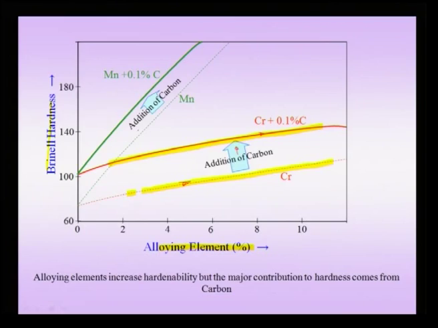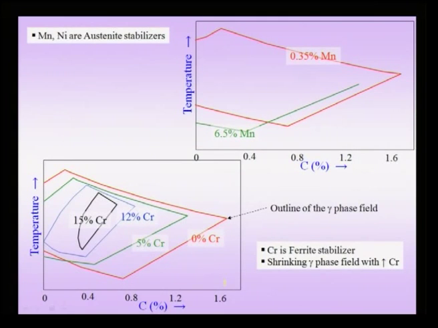Similarly, in the case of manganese, pure manganese gives you an increased hardness, but manganese along with carbon gives more. That means for a fixed percentage of manganese, here say 2%, I can get a higher hardness if carbon is present at 0.1%. That implies that in the solid solution form, the alloying elements increase hardness, but the major contribution to hardness comes from carbon. But the point is that these alloying elements increase the hardenability, which is an important point to be noted. When you add these alloying elements, for instance chromium, chromium is a BCC structure and is a ferrite stabilizer.